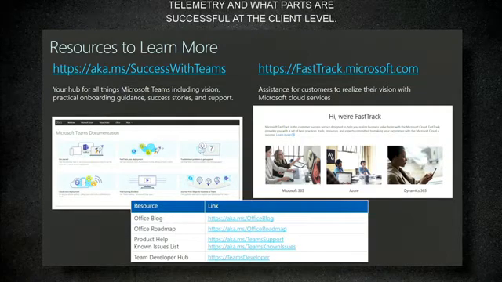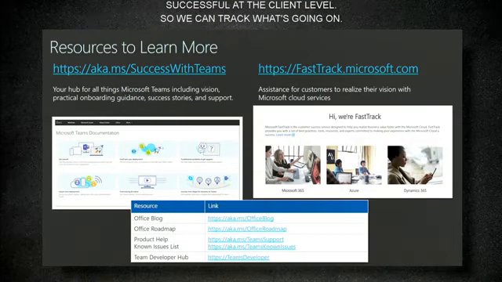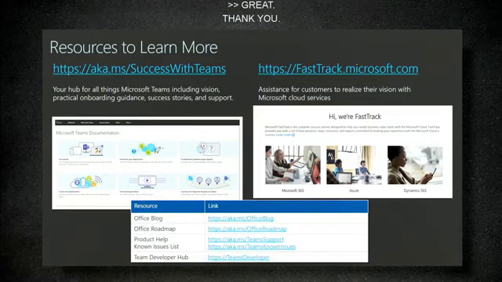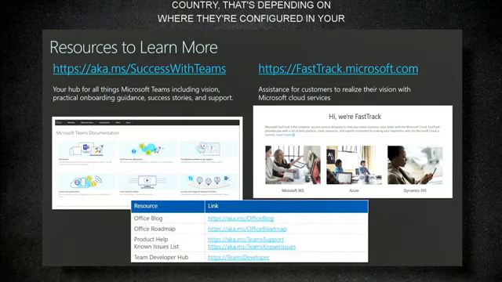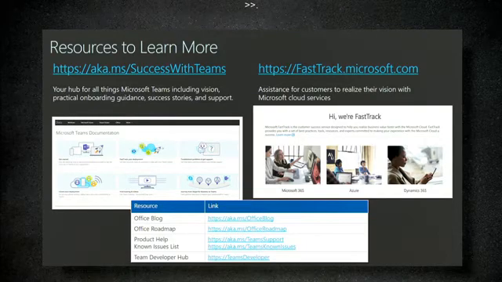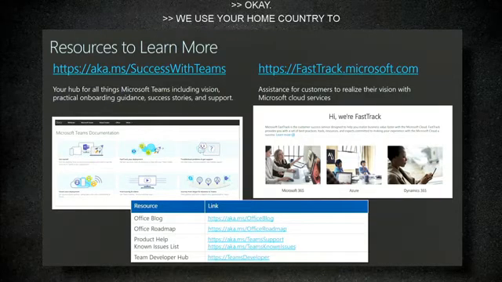Yeah, when you talk about data being stored in the local country, that's dependent on where they're configured in your tenant, regardless of their actual location? Correct. Yeah, it's based on tenant affinity, where your Office 365 subscription has been signed. We use your home country to pick your region, and then when we get to the Go Locals or the file storage affinity, that's all just the way Office works.